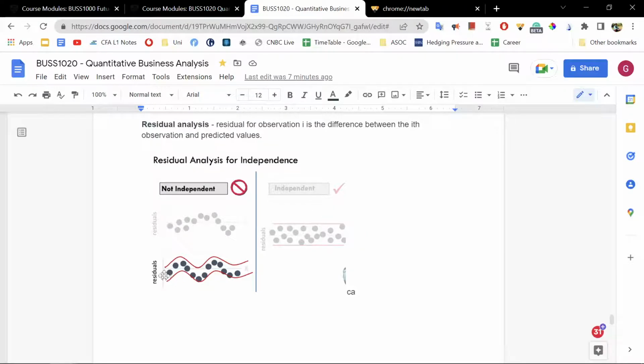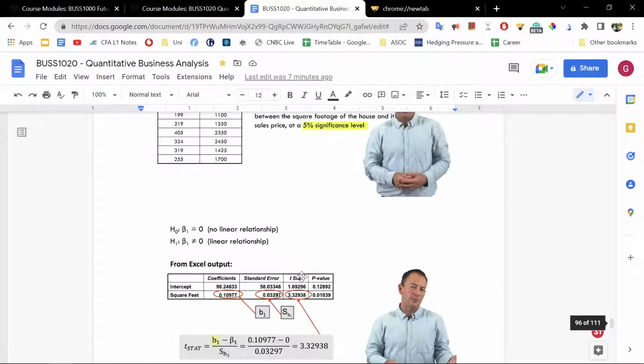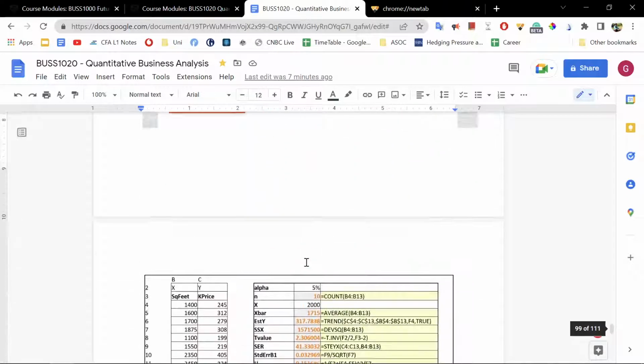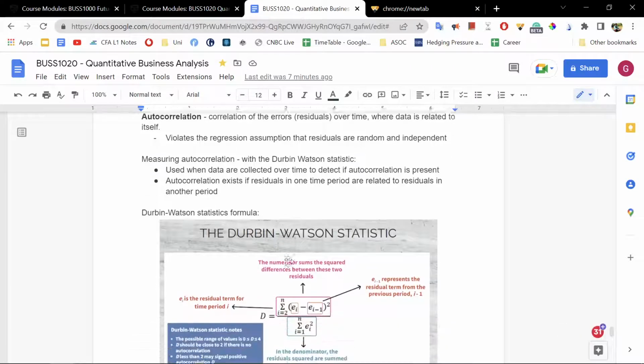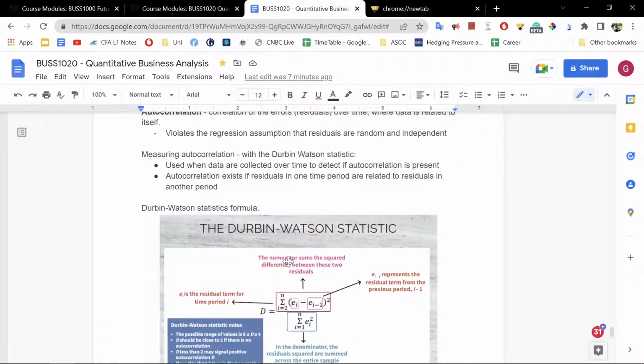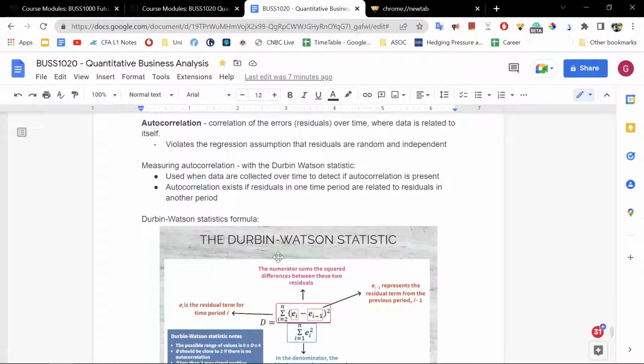As we can see, in the left chart right here, we can see some sort of relationship, some sort of trend that is happening. However, on the right, we can see independence of residuals. Okay, how do we test whether or not there is independence of residuals? This is where autocorrelation tests in the form of the Durbin-Watson statistic come into play.